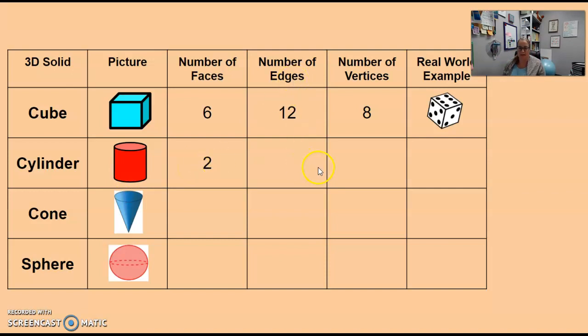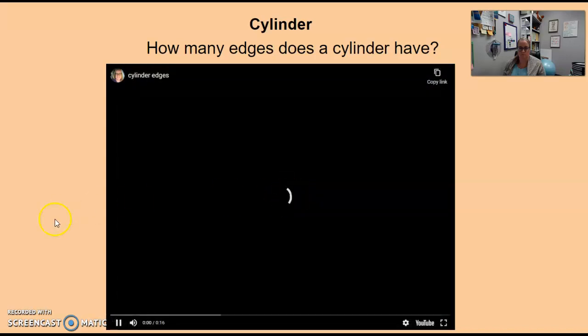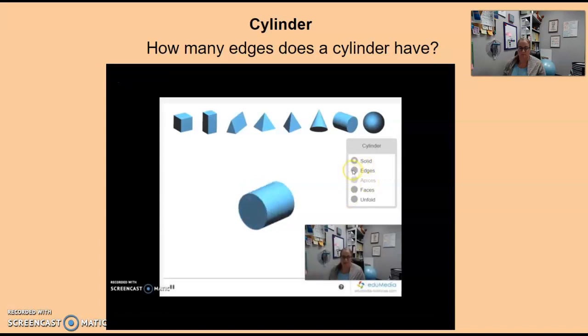Now let's look at the number of edges. For the cylinder, for its edges, I'm actually not able to click this because a cylinder does not have any edges. Because remember, edges are where two faces meet, and it only has two faces, one at the top and one at the bottom, so it does not have any edges.